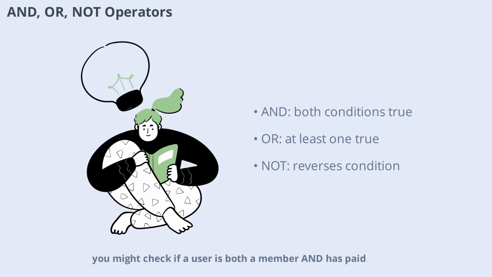For example, you might check if a user is both a member and has paid, or if they are a member or an admin. These operators make your programs more flexible and powerful.